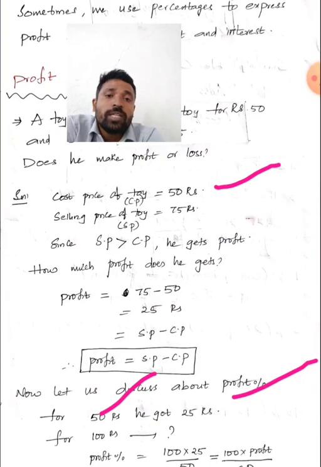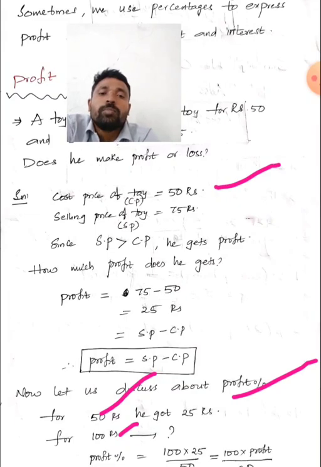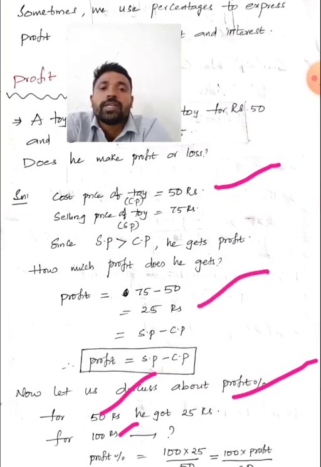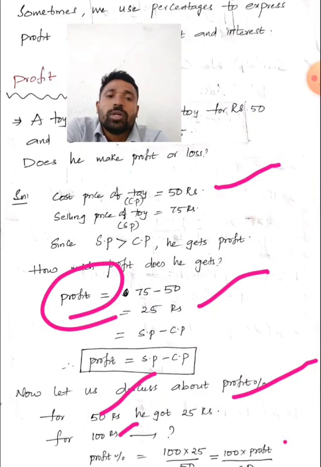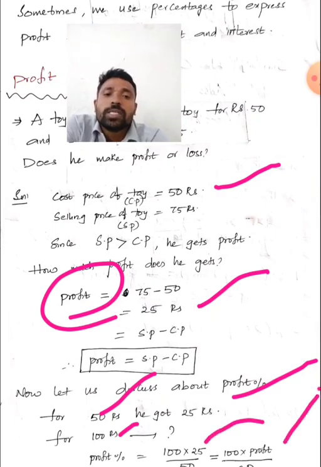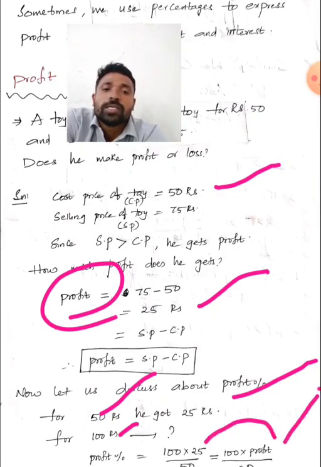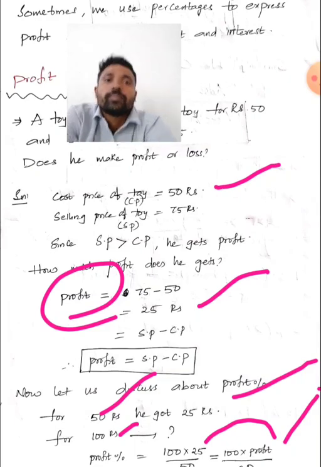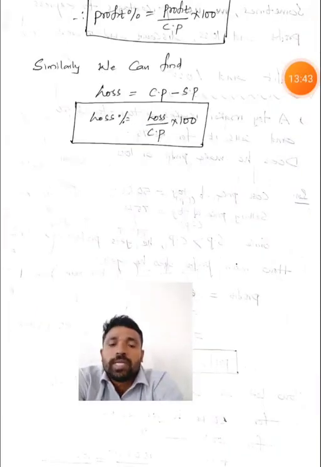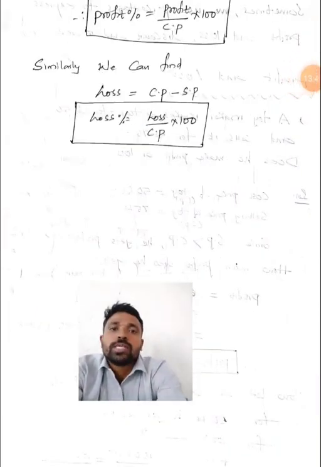Now in order to find the percentage, we take it per every 100. Means per 100 rupees, how much profit is he going to get? Now profit percentage is equal to 100 into 25 by 50. Here 100 means 100 only, but what is 25 here? 25 refers to profit, so in place of 25 I wrote profit, and in place of 50 I wrote CP. By this what can we conclude here? Profit percentage equals profit by CP into 100.